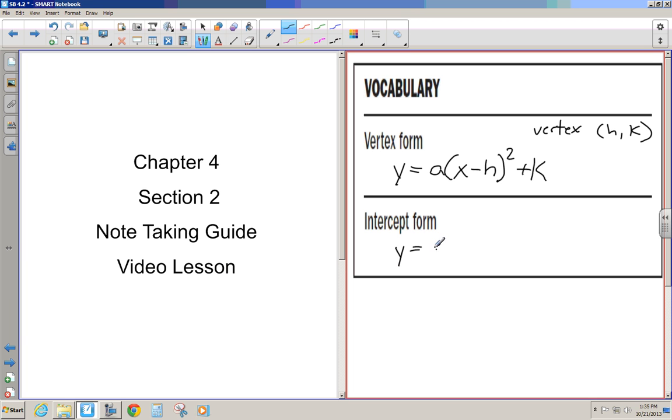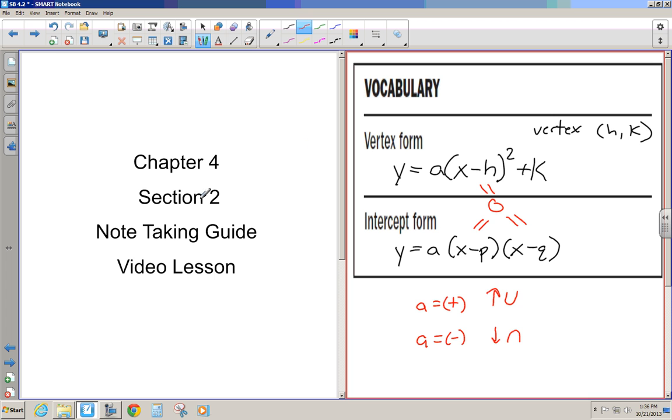It's y equals a(x minus p). That's one x-intercept. And (x minus q). That's the other x-intercept. And please remember, whenever we see these things in parentheses, we always think equal to 0. All right, what makes the inside of the parentheses equal to 0? Also, please remember, if a is positive, it opens up, or is a U-shaped parabola. Or if a is negative, it opens down and is an upside down U.